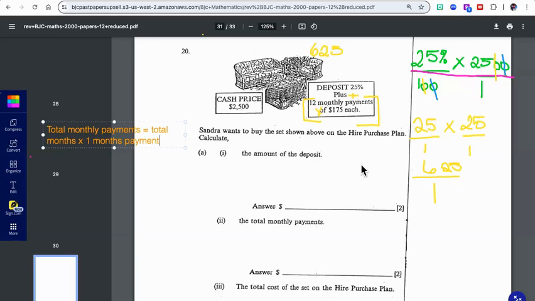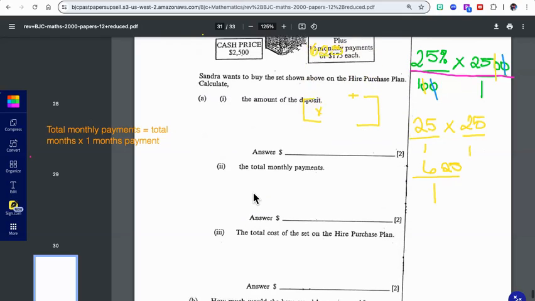So now that I said that, can someone tell me, what am I multiplying? Give me the numbers that I'm multiplying. What are the amounts that I'm multiplying? Good, Janaya. I am multiplying 12 and 175. Good, Regina. Let's go. So we're multiplying 12 by 175.